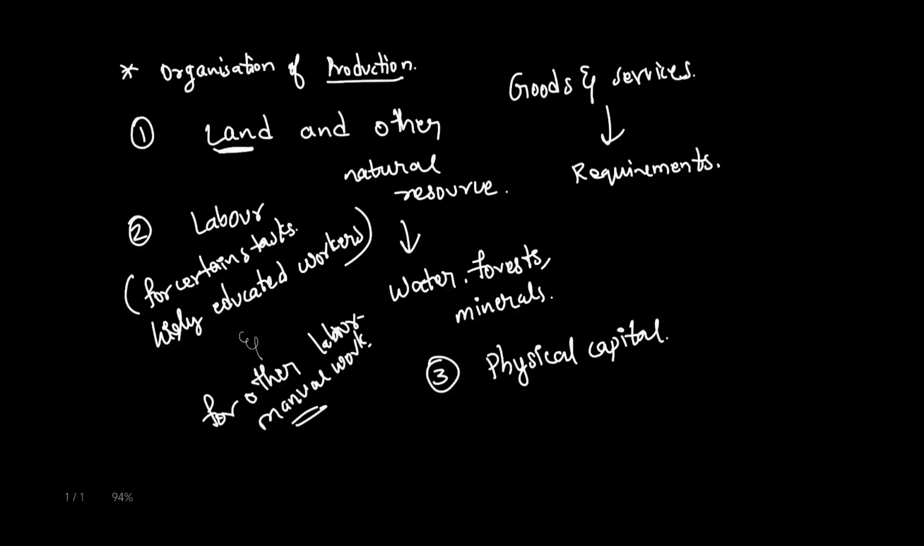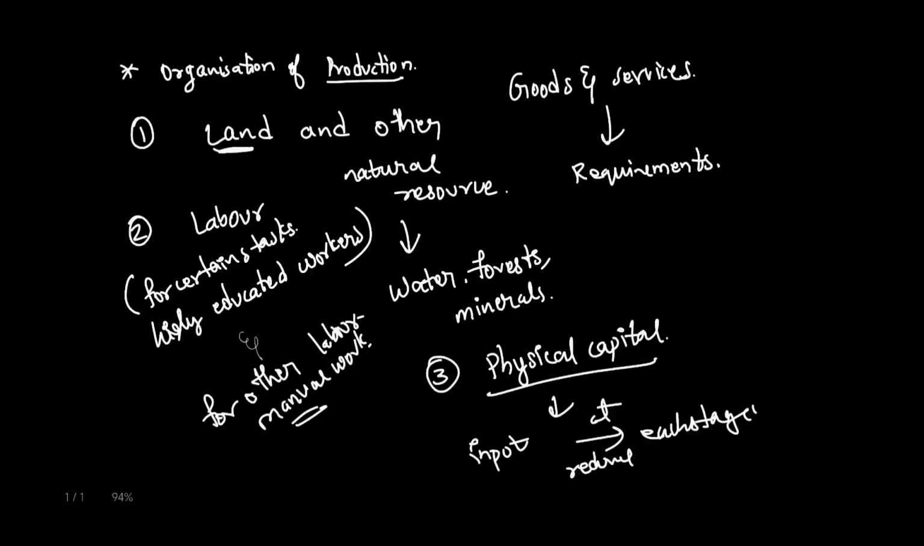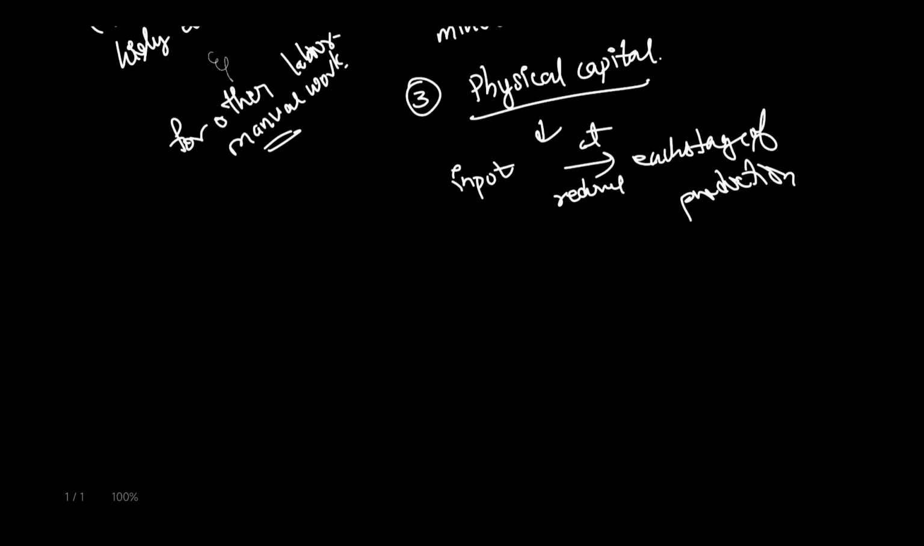When you hear the term physical capital, what comes to your mind? Just think about it. We can consider physical capital as inputs required at each stage during production. Input required at each stage of production. So what are the inputs which we require in each stage of production? When we produce something, what we might need in each step.